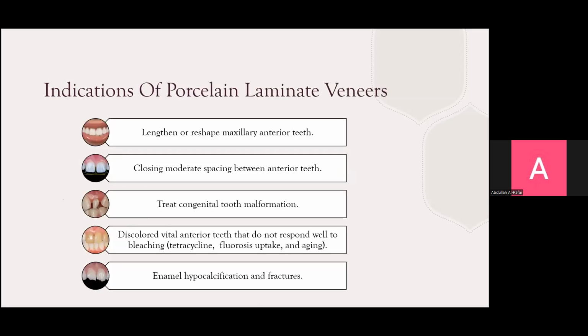Now, what are the indications of porcelain laminate veneers? They include lengthening or reshaping the maxillary anterior teeth, closing moderate diastema, treating congenital tooth malformations such as peg-shaped lateral incisors, discoloration of anterior teeth that does not respond well to bleaching, such as tetracycline staining, fluorosis, and aging, and finally, enamel hypocalcification and fractures. All of these are indications for porcelain laminate veneers.